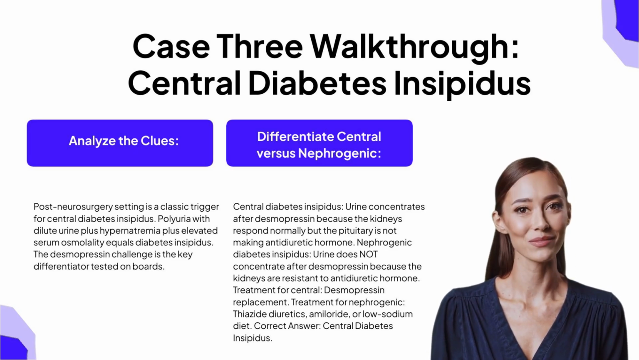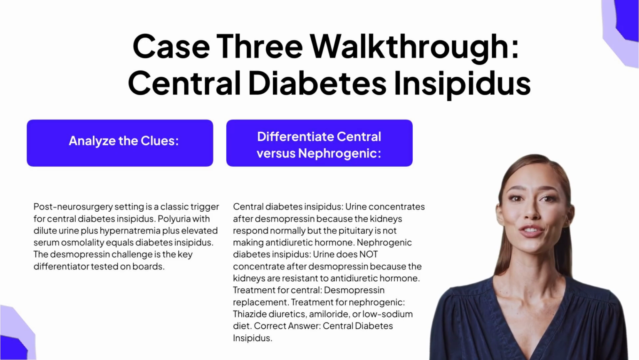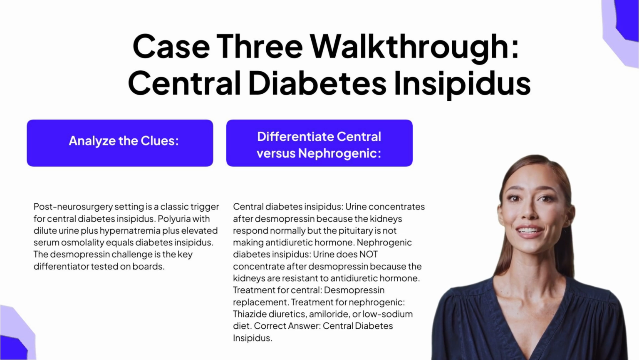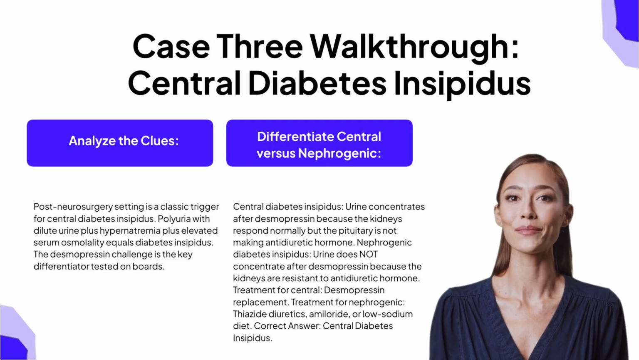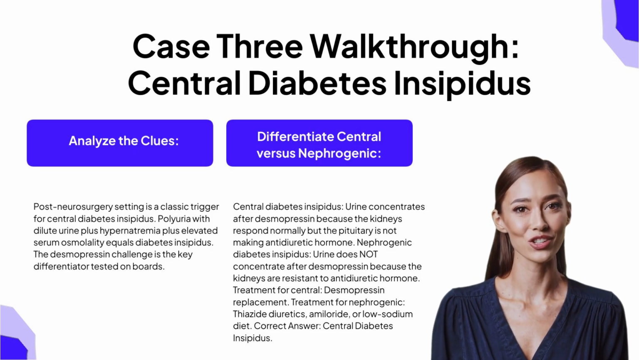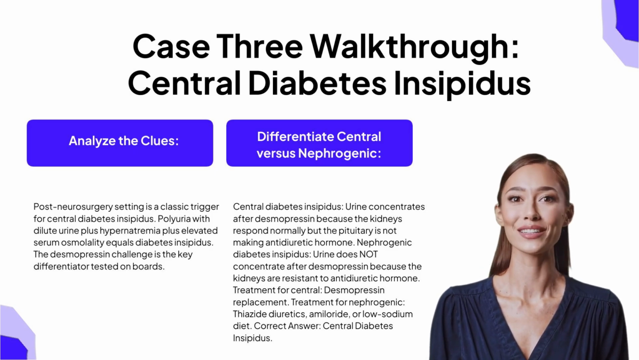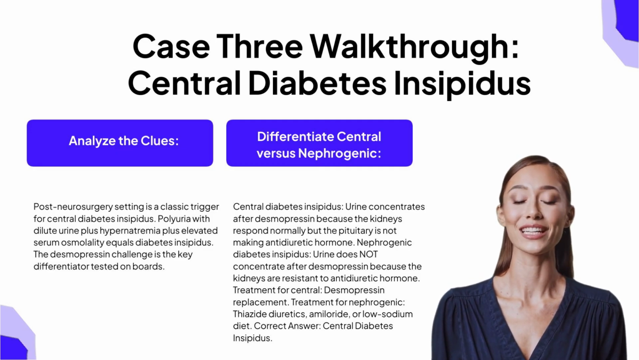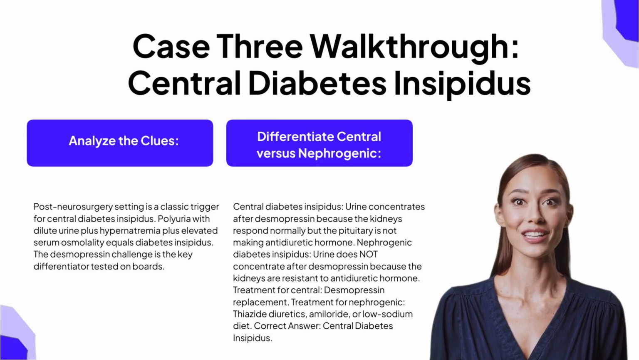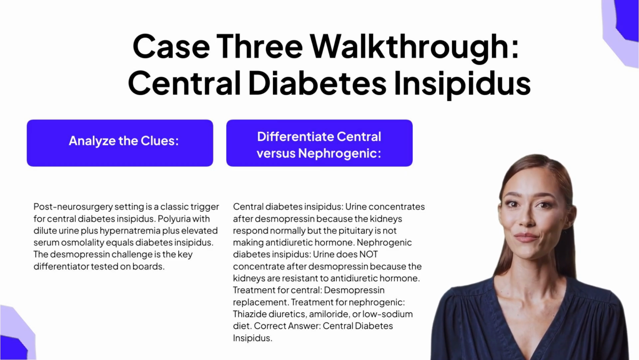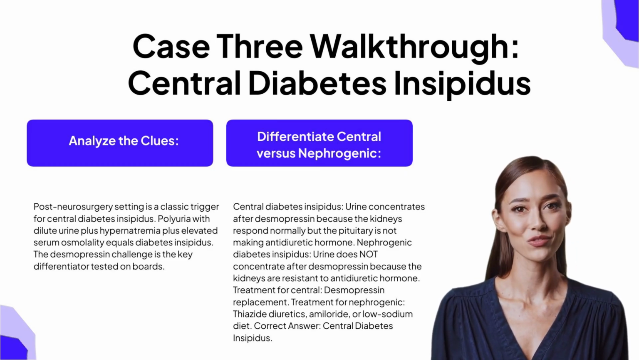In central diabetes insipidus, the kidneys are working fine, but the pituitary is not producing enough antidiuretic hormone. When you give Desmopressin, which is synthetic antidiuretic hormone, the urine concentrates because the kidneys respond. In nephrogenic diabetes insipidus, the kidneys are resistant to antidiuretic hormone, so the urine does not concentrate even after Desmopressin. This patient responded to Desmopressin, so this is central diabetes insipidus. Treatment is Desmopressin replacement. For nephrogenic diabetes insipidus, think thiazide diuretics. This distinction is heavily tested. Review the water deprivation test algorithm in your board review resources.